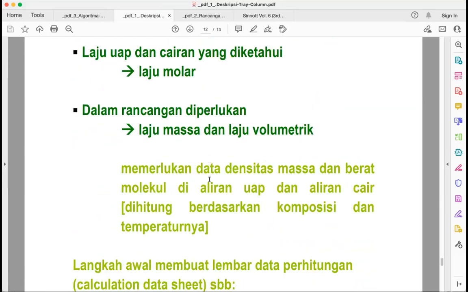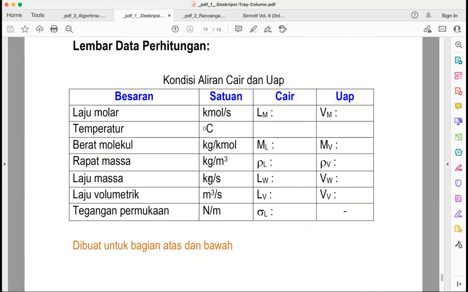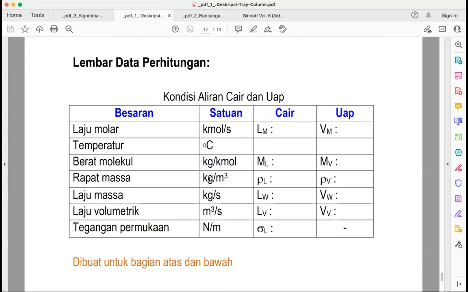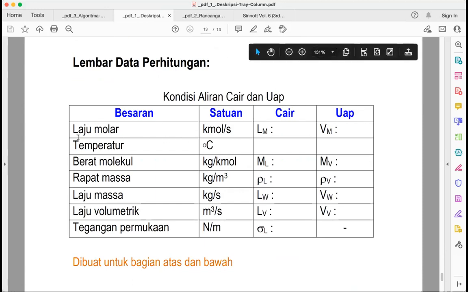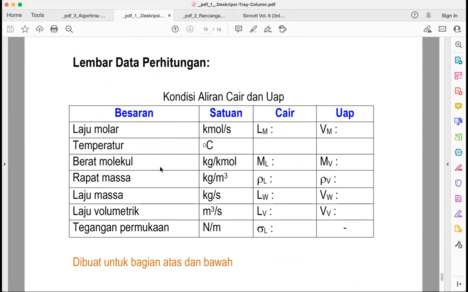Okay, so in summary, later on we need to make this one first. We have to check the molar rate of the vapor and the liquid, of course the temperature, and then the molecular weight, which leads to the density, the mass flow, and the volumetric flow, and of course the surface tension is also going to be used.